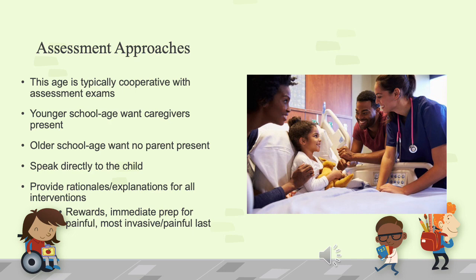So the younger school-age children will want their caregivers present, just like you see in the preschool period. The older school-age children tend to start to want to be more independent and more private, like you see with adolescents, so they won't want to have their parents present during the assessments and certain typical interventions that you might do. Again, speak directly to the child. The parents still might help answer the questions or do some prompting, but you start to focus more attention just on the child during your assessments and your health histories.